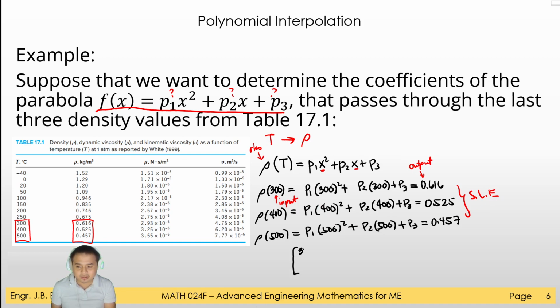We have 300 squared, then 300, and then 1, right? Then we have 400 squared, 400, and 1. We have 500 squared, 500, and 1. And then this is equal to, sorry, I'll just augment this, guys, 0.616, then 0.525, and then 0.457. To solve this, we just use the calculator to make things faster.